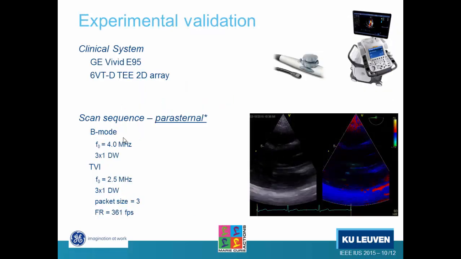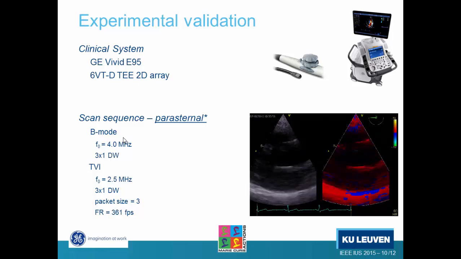So we have then tried to validate these results in vivo. We have implemented it in a clinical system, in this case the Vivid 95. We have used a transesophageal array, and we have performed the parasternal long axis view. Here I would like to point out that this was a transthoracic acquisition just for the ease of acquisition. This was also done by a non-experienced examiner, meaning self-scanning. And then we have recorded B-mode and TVI. In this case, I'm just showing again this slice.